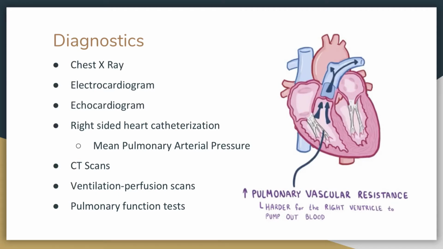This test allows the physician to measure the pressure in the right ventricle of the heart and the main pulmonary arteries. Right-sided heart catheterization showed elevated pulmonary pressures higher than 25 millimeters of mercury at rest or 30 millimeters of mercury during physical activity.